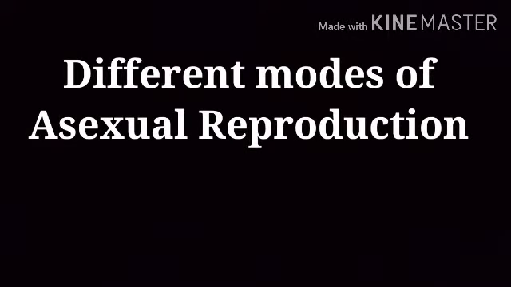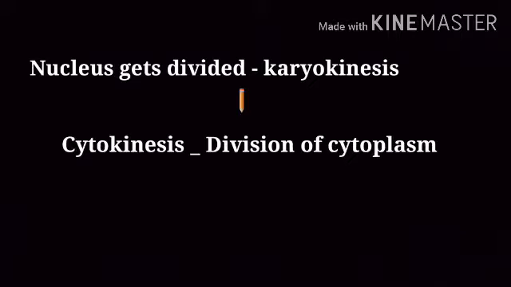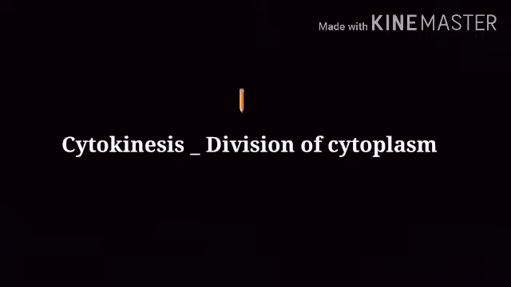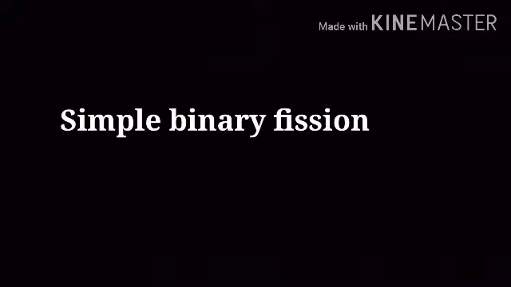Let us discuss different types of asexual reproduction. One of the most common methods of asexual reproduction is binary fission. In binary fission, first of all, the nucleus gets divided and then it is followed by division of cytoplasm. That is called cytokinesis. This binary fission is of different types.